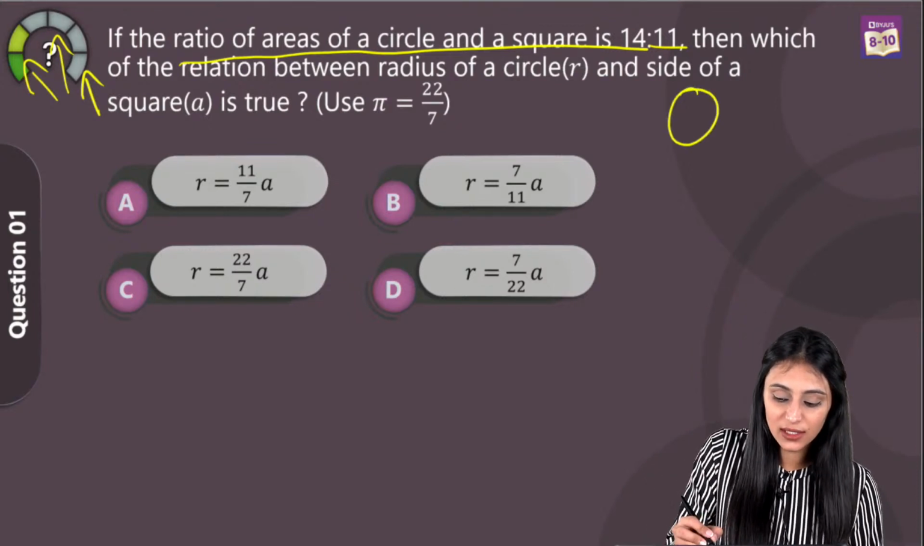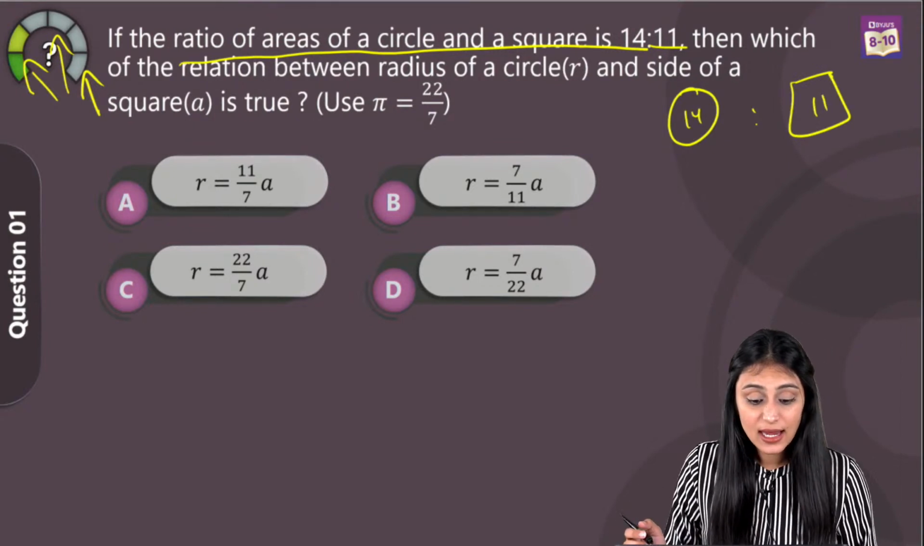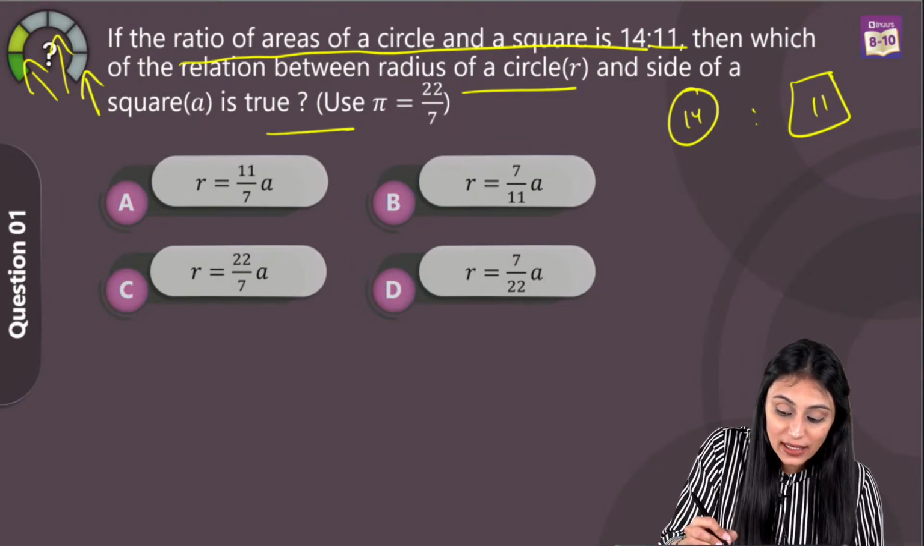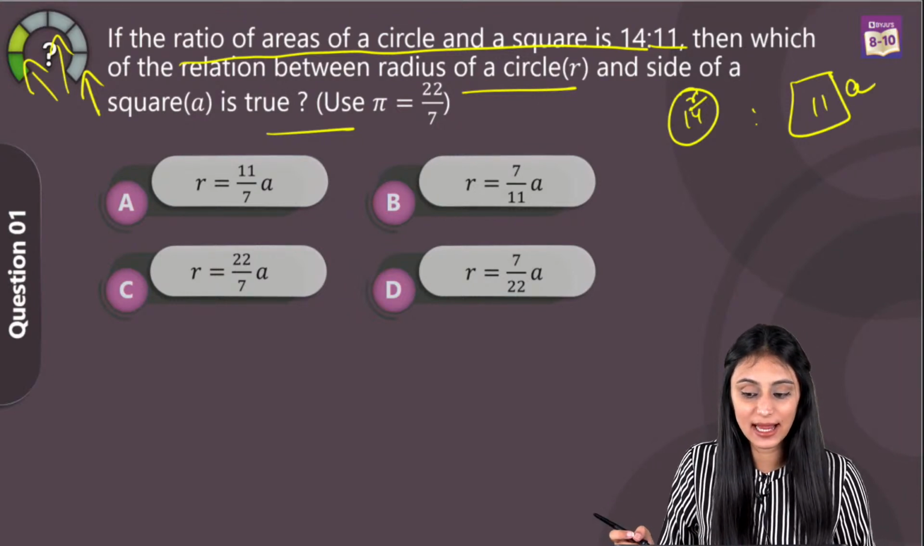We are talking about a circle here and a square. The ratio of their areas is given. Now we have to find out a relation between the radius of the circle and the side of the square. Radius of the circle over here is given, that's R. Side of the square is given, that's A.